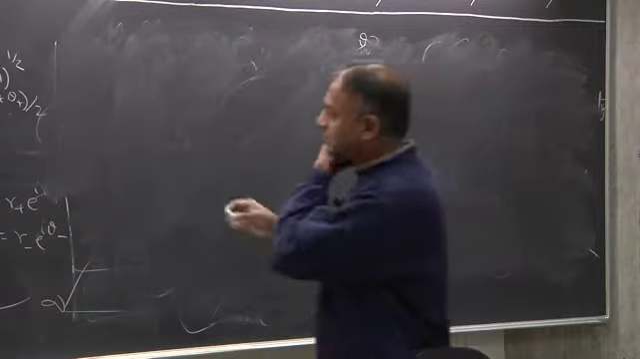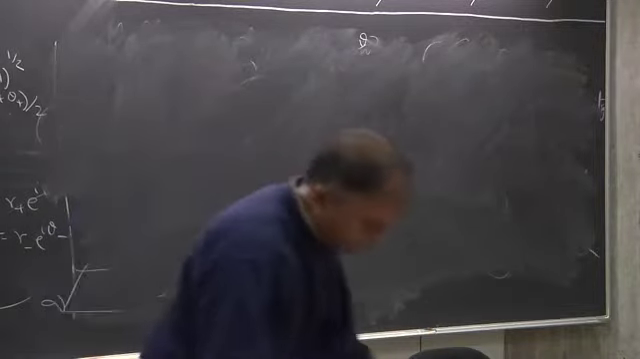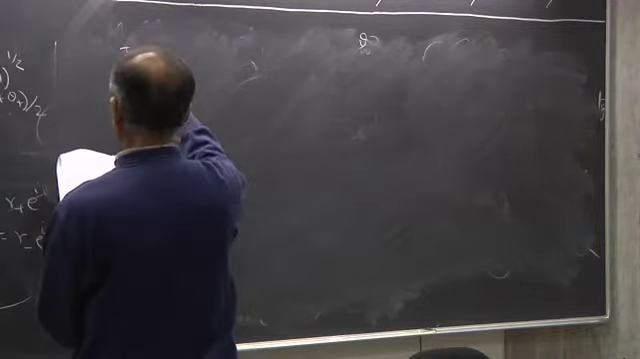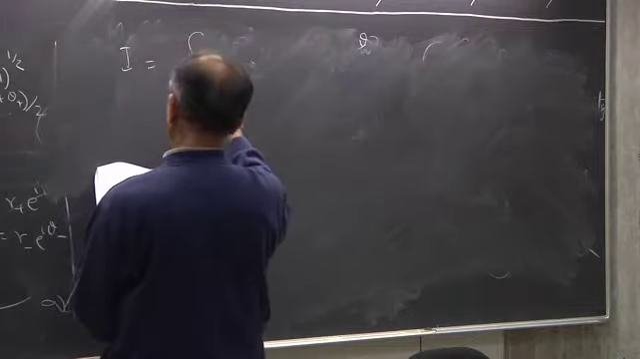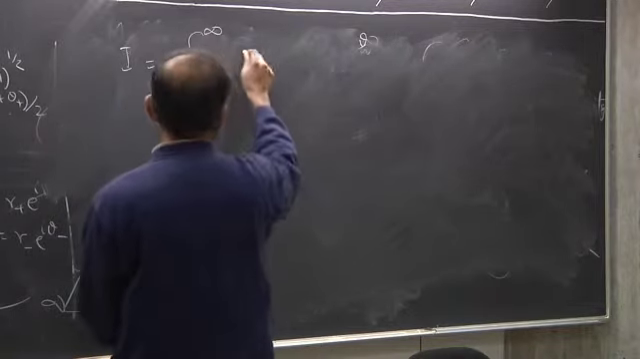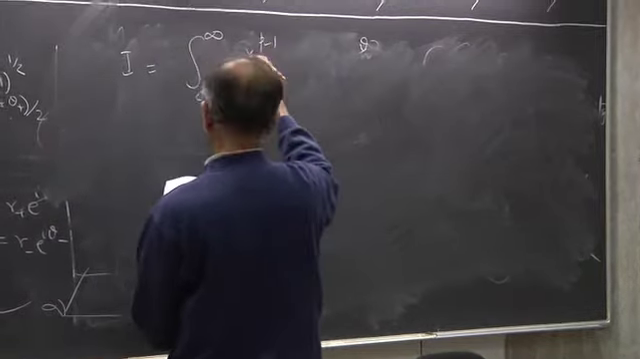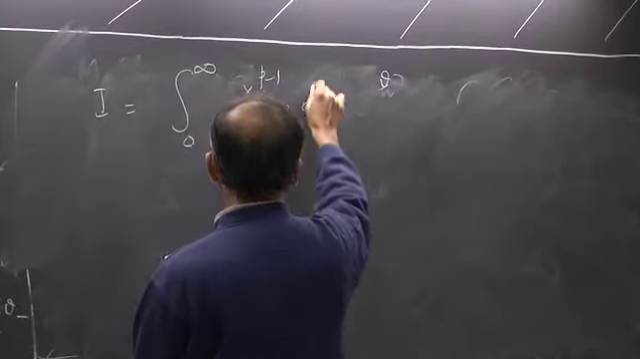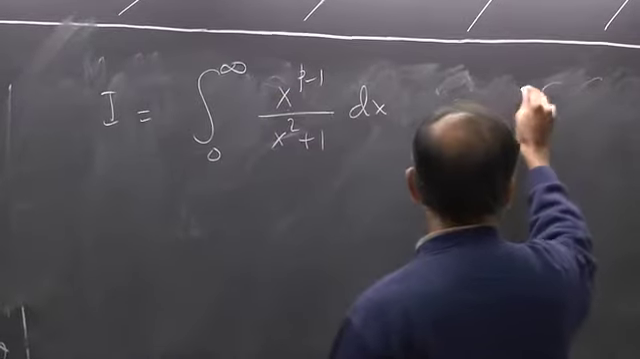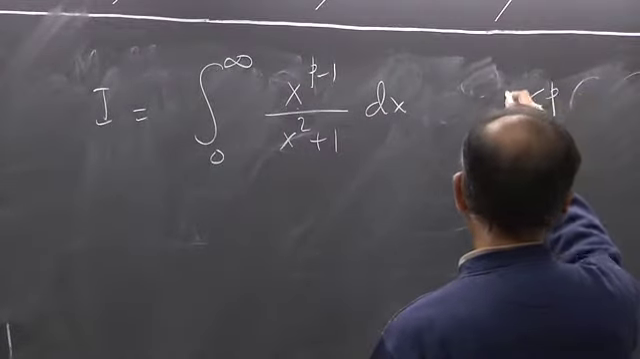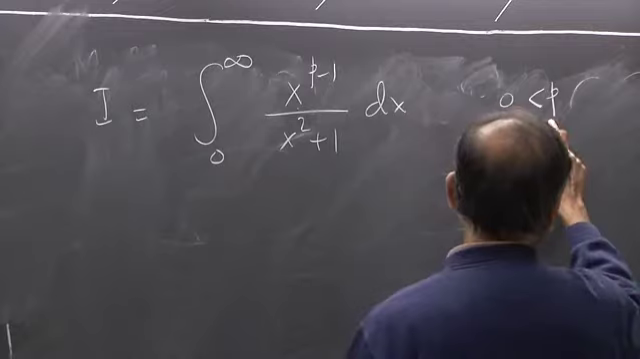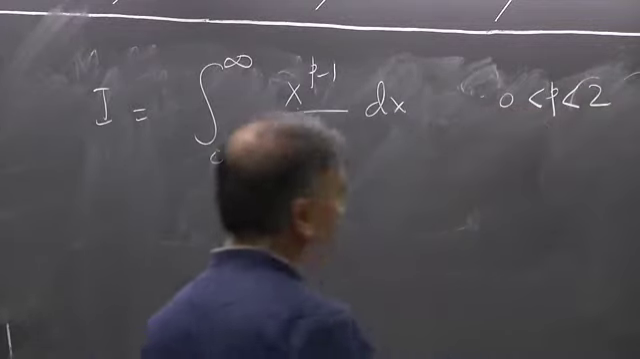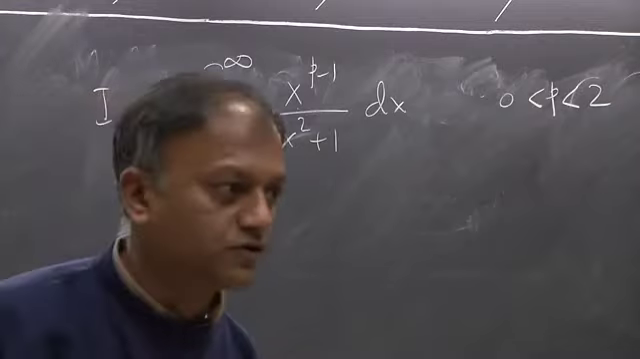Okay. So suppose I want to compute this integral. Let me call it the integral from 0 to infinity of x to the p minus 1 divided by x square plus 1 dx, where p is some real number, strictly greater than 0 and strictly less than 2. So this is the range. This is what we want to integrate.